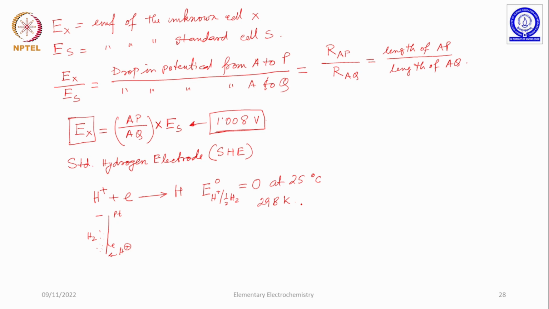So, for all practical purposes, this hydrogen electrode cannot be used as a standard electrode in any measurements that we do in the lab. The way I have described in the previous slide, we use a potentiometer to determine the EMF of an unknown cell. We cannot use the standard hydrogen electrode.